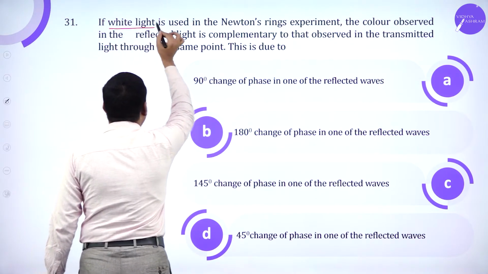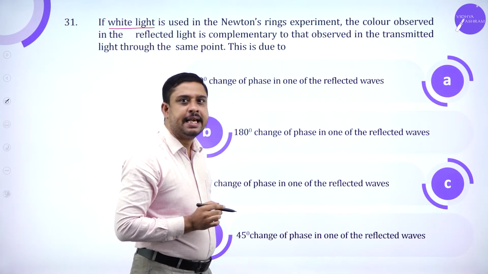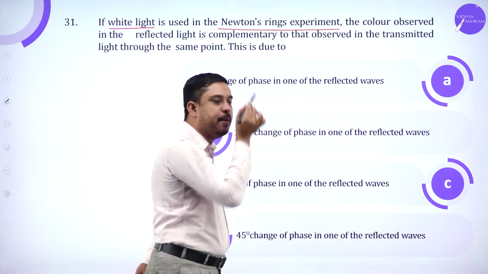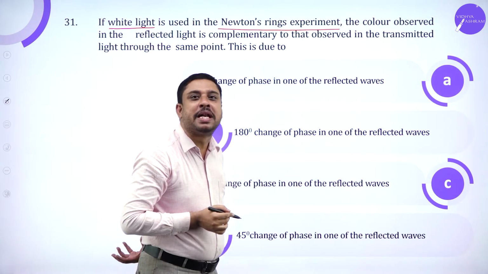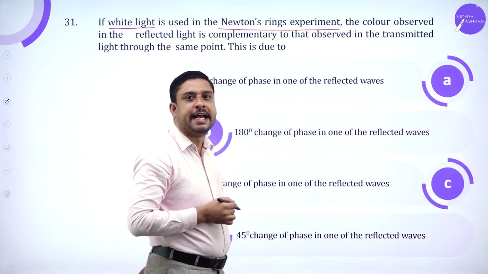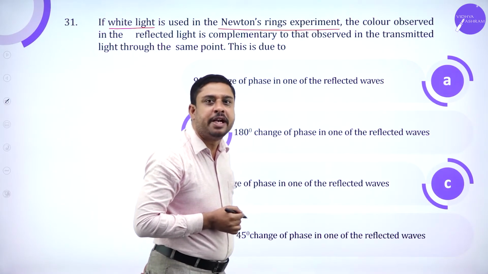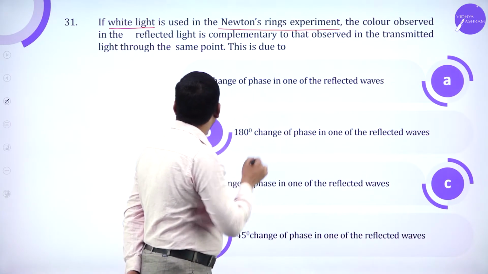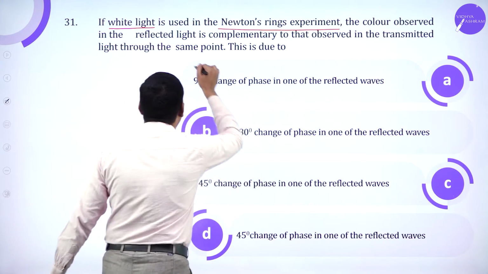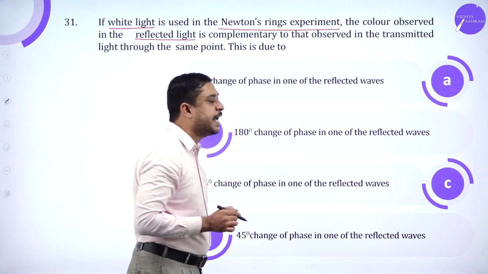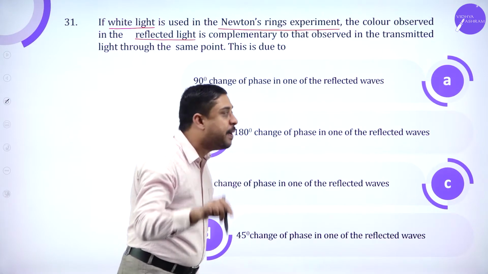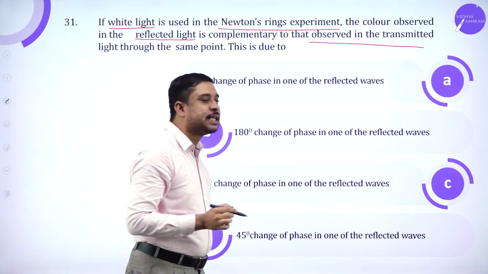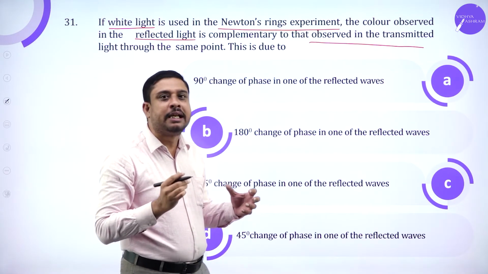If white light is used in an experiment called Newton's ring experiment, based on the principle of interference, the color observed in the reflected light is complementary to that observed in the transmitted light. Newton ring.